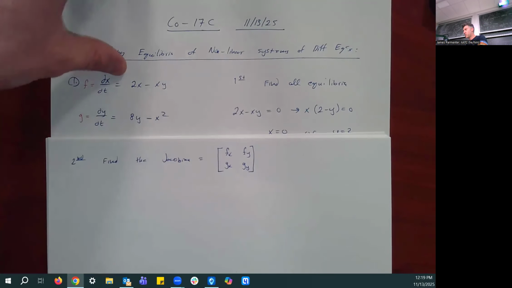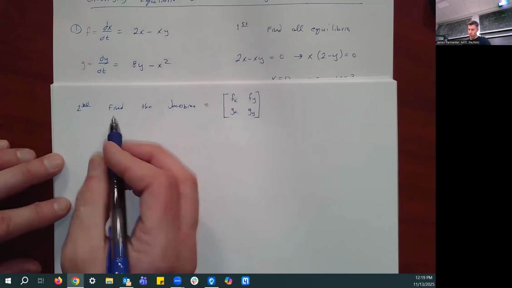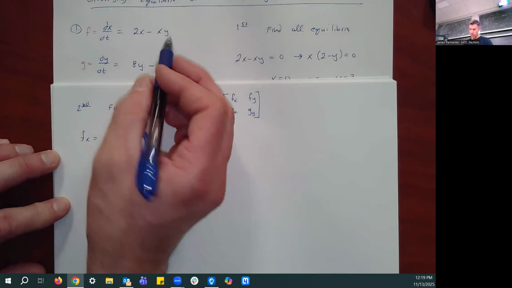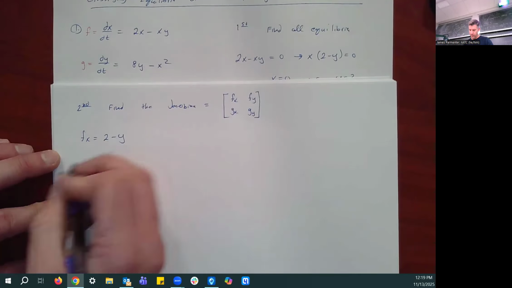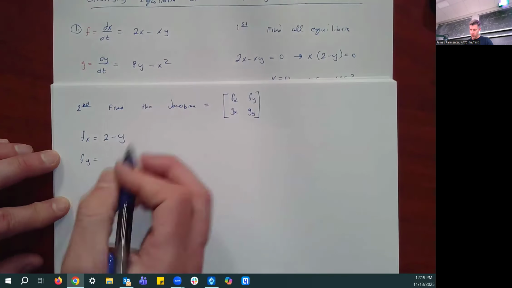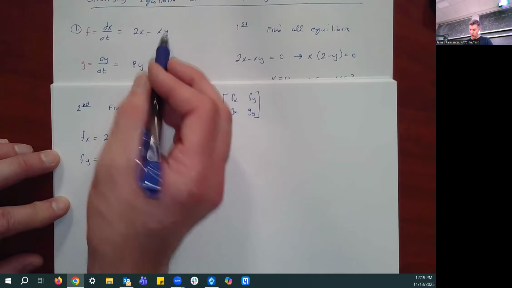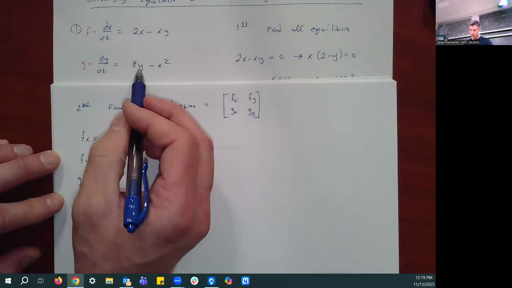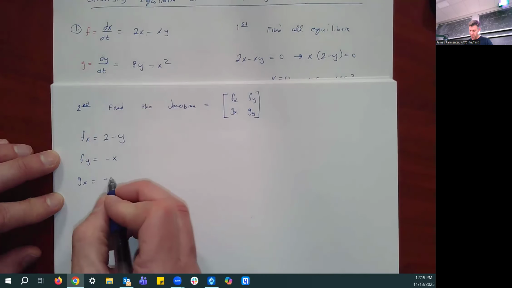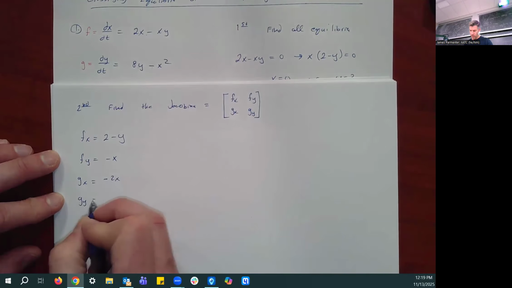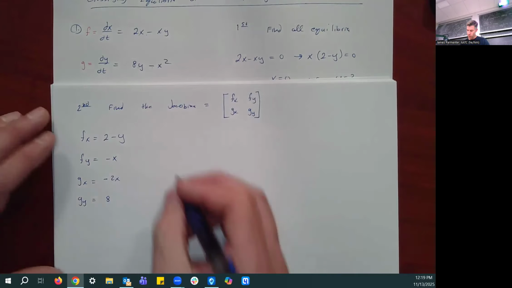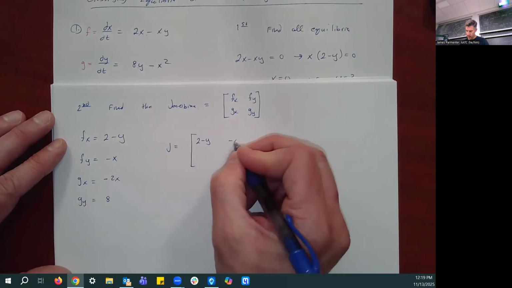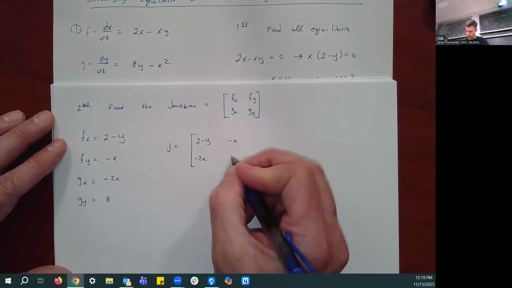Okay, cool. To find our Jacobian here, Fx is the partial with respect to x, which is 2 minus y. Fy is 0 minus x times 1, so negative x. Gx is 0 minus 2x. And Gy is 8 minus 0. So our Jacobian matrix is 2 minus y, negative x, negative 2x, and 8.